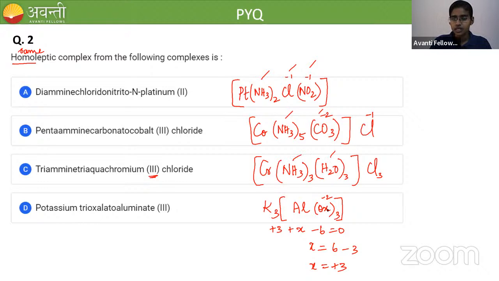But in case of option D, we have only one type of ligand, which is oxalate. Oxalate is nothing but C2O4 2 minus. So that is the homoleptic complex and the remaining 3 complexes are heteroleptic. So option D is the correct answer for this question. Clear? Fine. Let's move on to the next question.